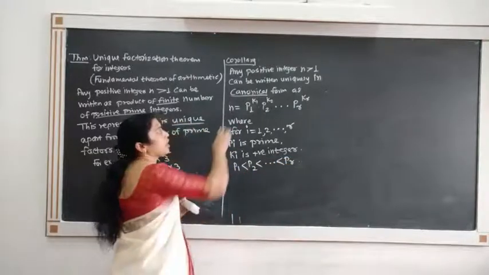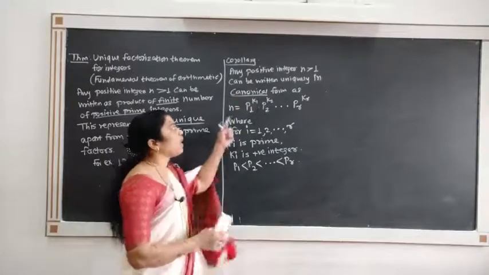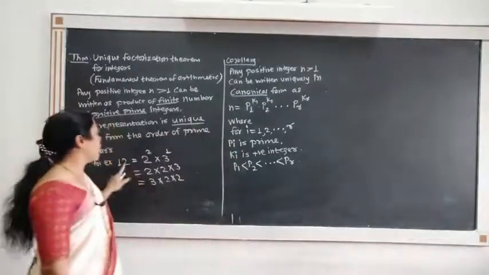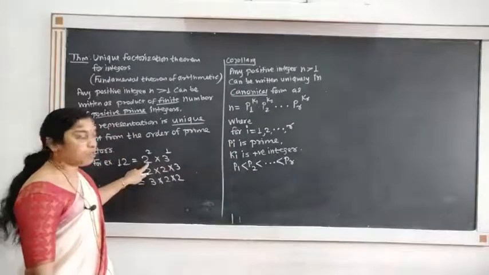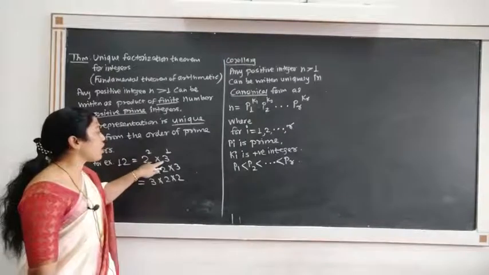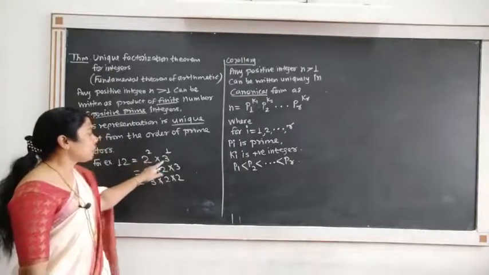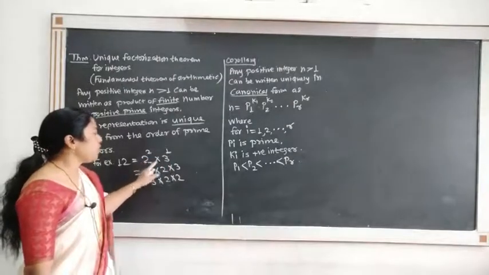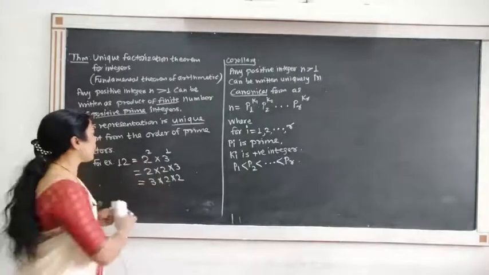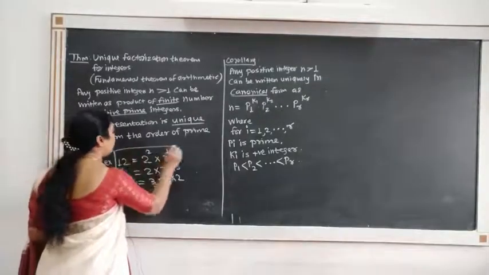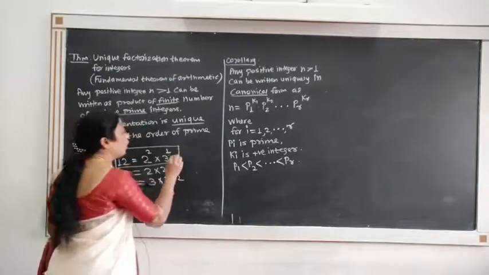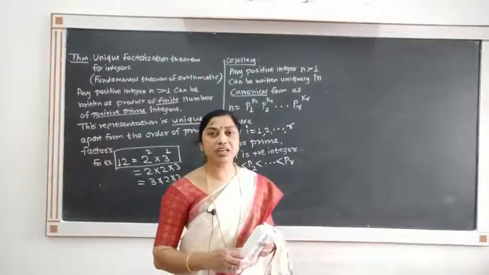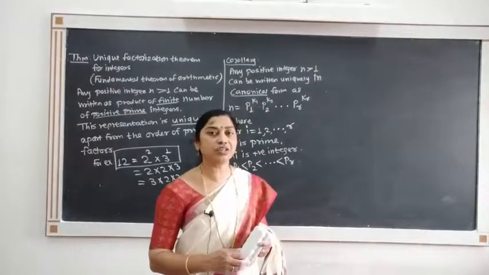So this is known as the canonical form of any positive integer. For example, we have written 12 in canonical form here: 12 is equal to 2 squared into 3 raised to 1. These are primes, these are the positive powers of them, and p1 is less than p2. So we express 12 in canonical form in this way. The use of this canonical form is to find GCD and LCM of given integers.